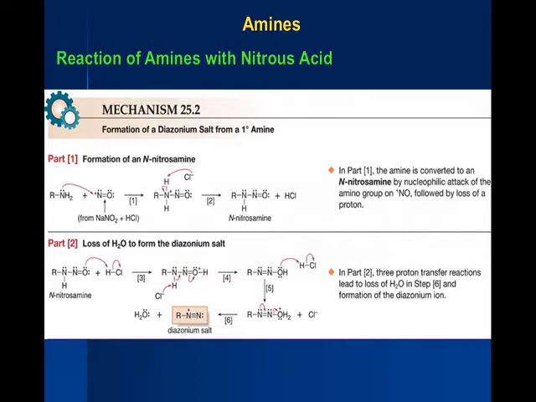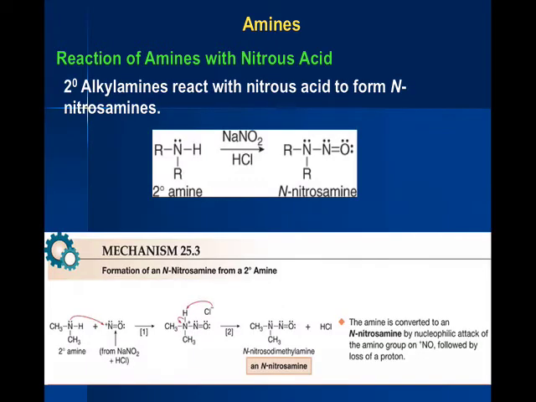And this all occurs very, very rapidly in a beaker, and you can watch these things. These diazo salts typically just fall out of solution. And these diazo salts are actually useful in a variety of reactions. And so let's talk a little bit about some of those.